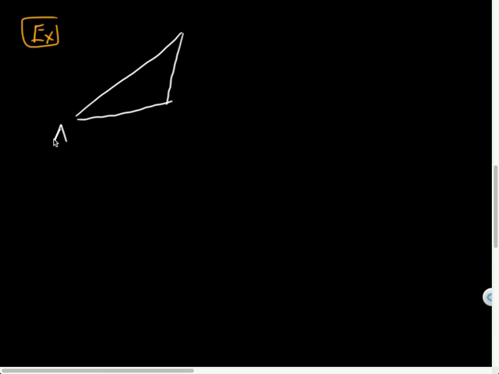So let's say I've got this little triangle, and let's say I've got A, B, C. Law of cosines. Easy as 1, 2, 3. Suppose this angle is 124 degrees. And let's say that side B is 10. And let's say that side C is 7.